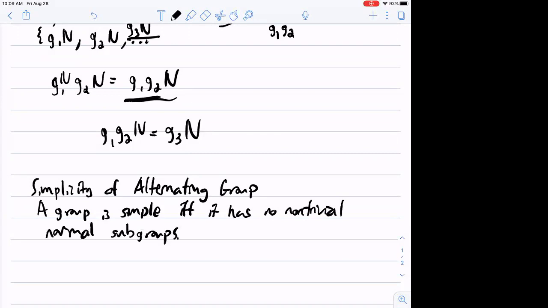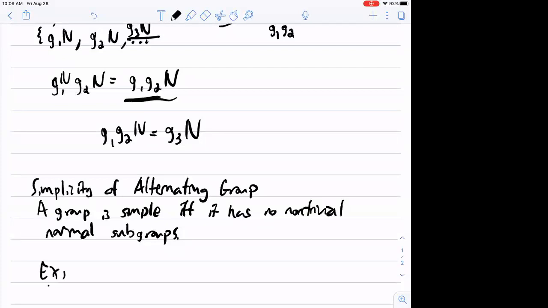By non-trivial, obviously the whole group itself is normal, right? Capital G, G inverse is equal to G because it's a group. And obviously by non-trivial we also exclude the trivial subgroup, the subgroup just given by the identity, because the identity is always normal, right? The set given by E. But other than that, if we have nothing else, it's called simple.